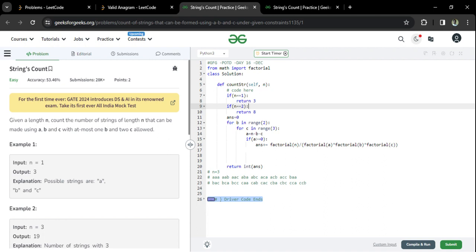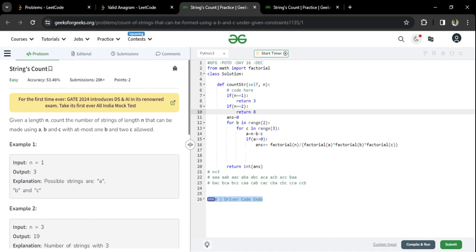Coming to the brute force solution, what I'm doing is first of all hard coding some of the prominent cases. For n equal to 1, the answer has to be 3. For n equal to 2, the answer has to be 8. You can remove the n equal to 2 part also if you want, but just for the sake of running the problem a bit faster, I've included some of the base cases here. This is just to give you a hint that this also can be done.